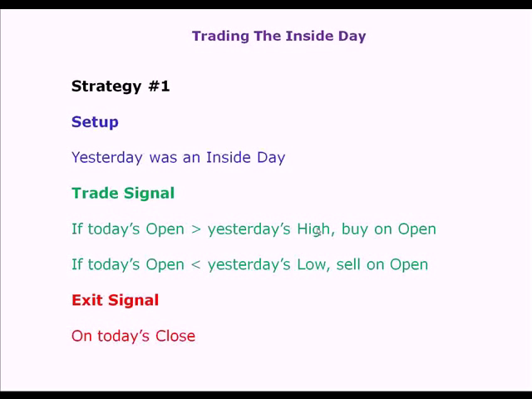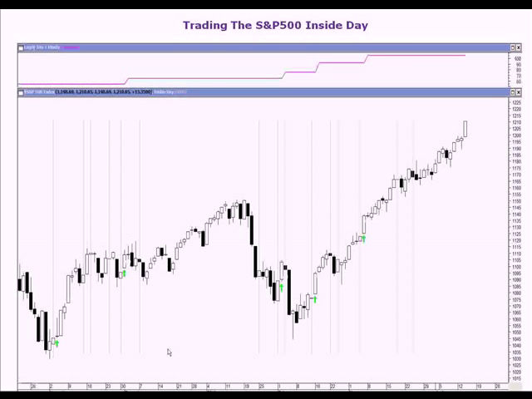Now the strategy, let me just remind you: we're looking for yesterday to be an inside day. If today's open is greater than yesterday's high, we're going to buy on the open today. If the open is less than yesterday's low, we're going to go short the market on the open. Now let's see what that looks like.